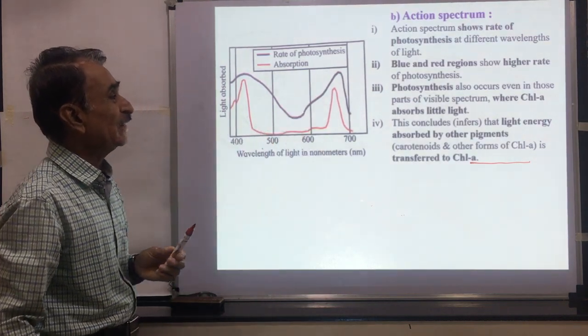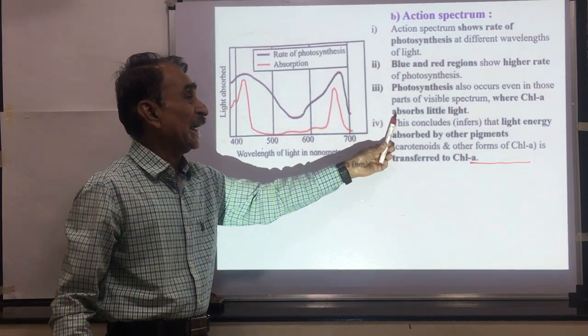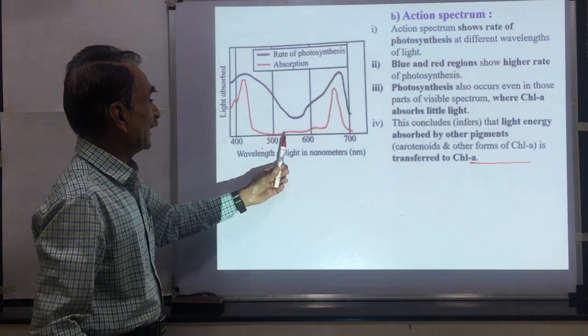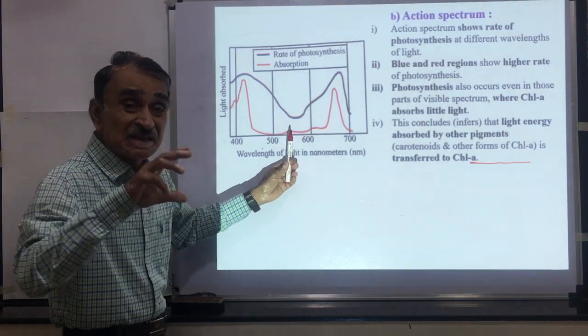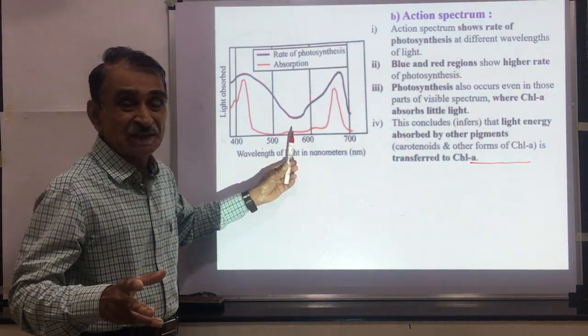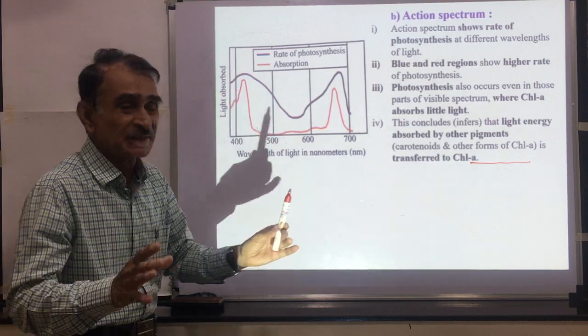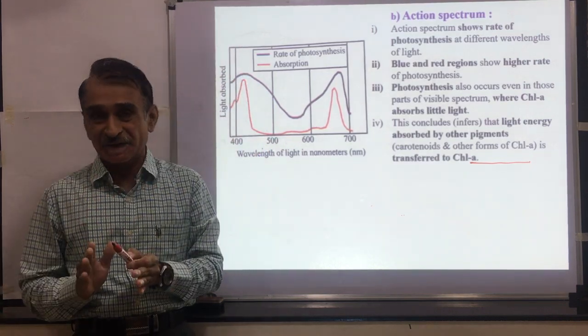Photosynthesis also occurs even in those parts of the visible spectrum where chlorophyll A absorbs little light. At this place, chlorophyll A absorbs little light, still photosynthesis occurs. Still there is a synthesis of carbohydrates. It means that other pigments can also absorb the light energy.